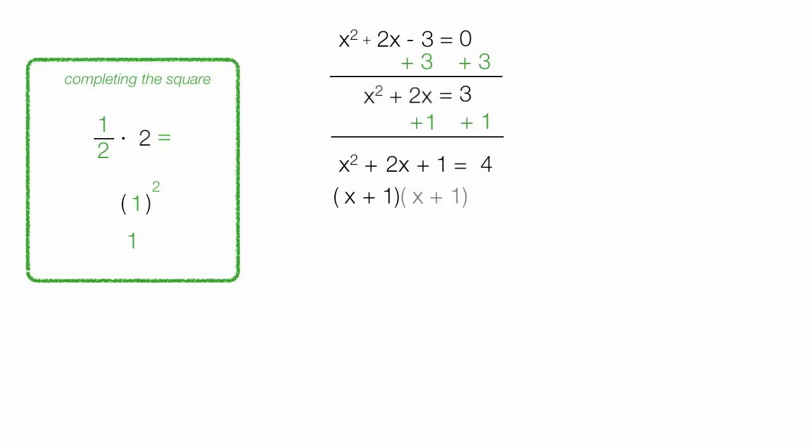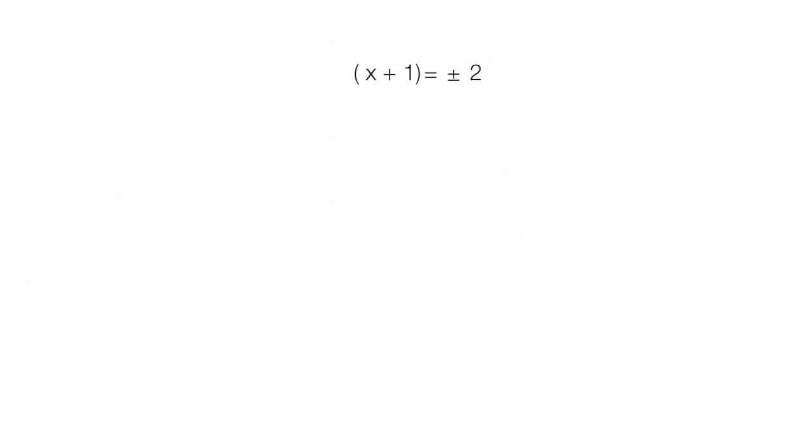And I can factor that as x plus 1 times x plus 1 is equal to 4. Or x plus 1 squared is equal to 4. I'll take the square root of both sides of this equation. So now I have x plus 1 is equal to plus or minus 2. Remember that positive 2 squared is 4 and negative 2 squared is also 4. So I'll write x plus 1 is equal to positive 2 and x plus 1 is equal to negative 2.